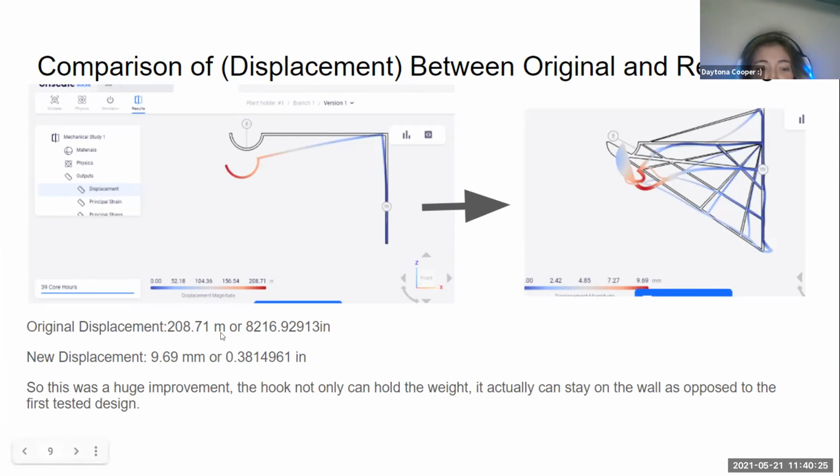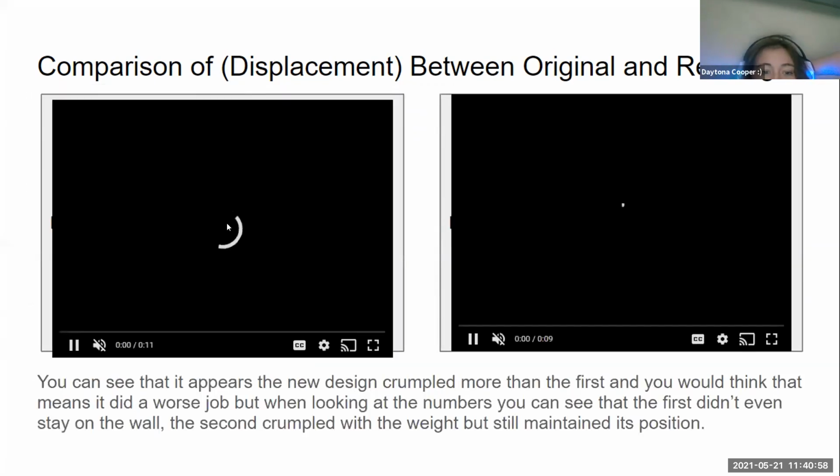The original displacement, we know it was like 8,217 inches, and then we got it down to 0.38 inches, which is kind of crazy. And since this was a huge improvement, you can see that not only can the hook actually hold the weight, it stays on the wall now. So that's awesome. You can see that it bends in a lot more places. And because it's bending and collapsing in on itself, it's actually taking the weight better because it's distributing it across the surface. And you can see everywhere it bends, that's where it's taking weight as opposed to just that one place. I have my videos here.